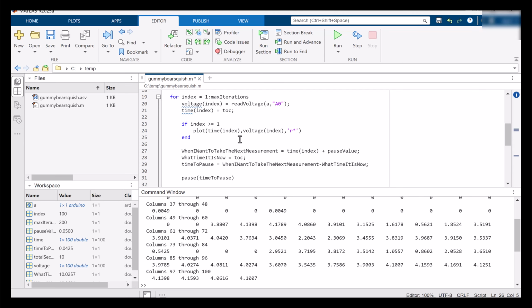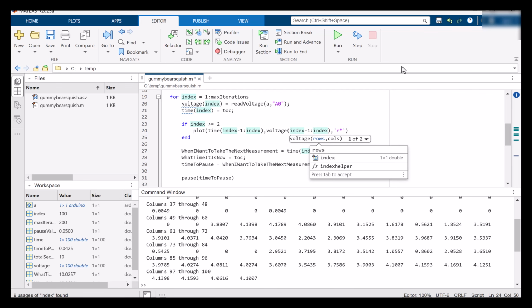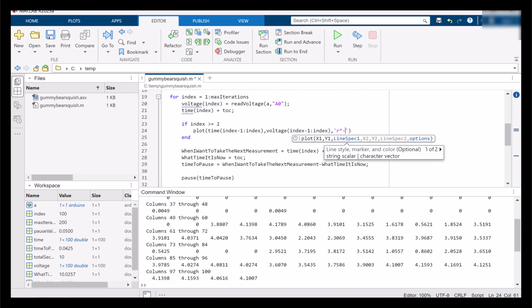Basically, I want to take the index of where I am, and use the one behind it and then the current one. Sorry, I said 2 and I wrote 1. So I want to take index minus 1 to the current index, the step behind and where I am now, for the time, and then the same thing for the voltage: index minus 1 and where I am now. And then I'm going to make it a line instead of a star.